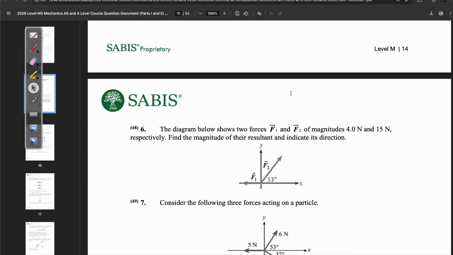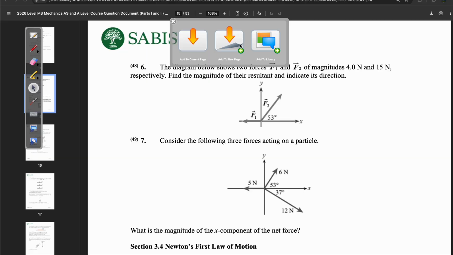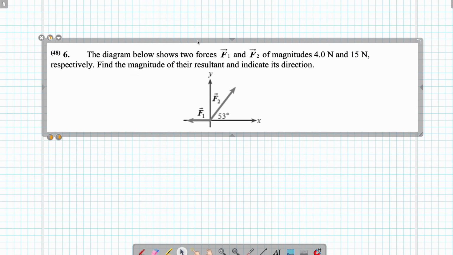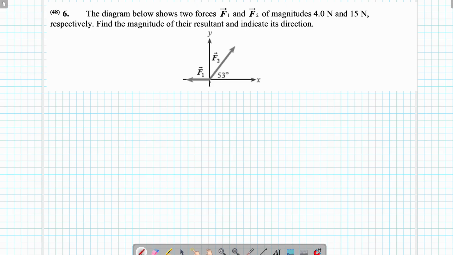Okay, number 6. The free body diagram below shows two forces F1 and F2 of magnitudes 4 and 15 respectively. Find the magnitude of the resultant and indicate its direction. Okay, let's do the same thing again. We have two forces, and now we're gonna need to project them again.